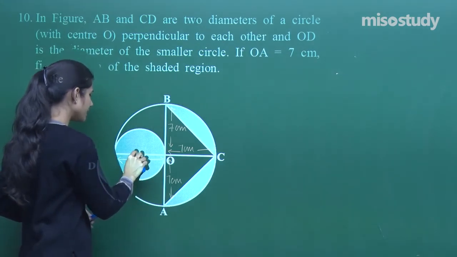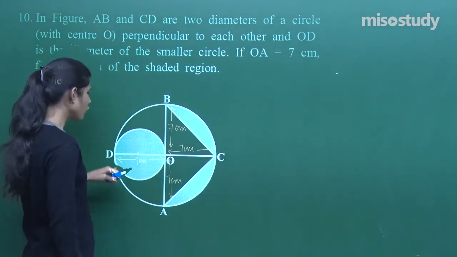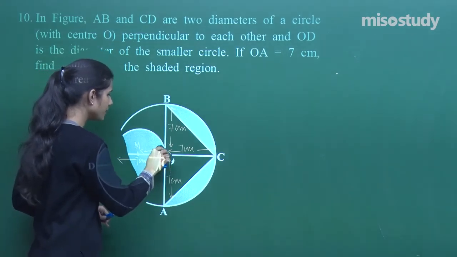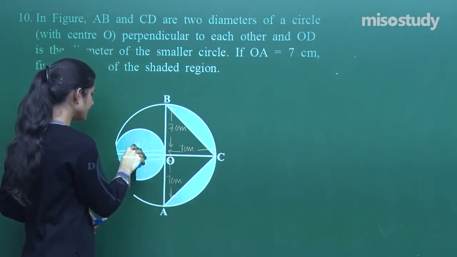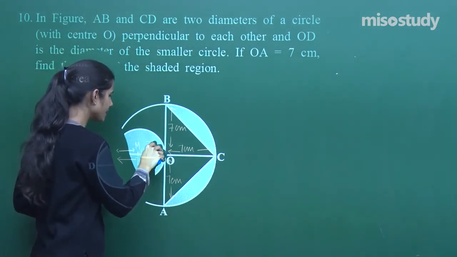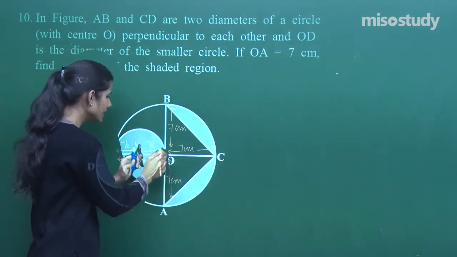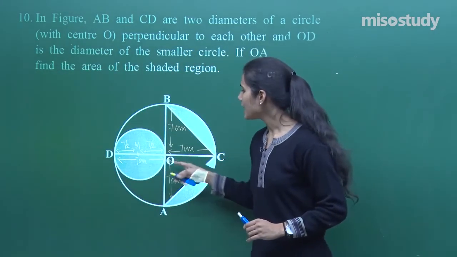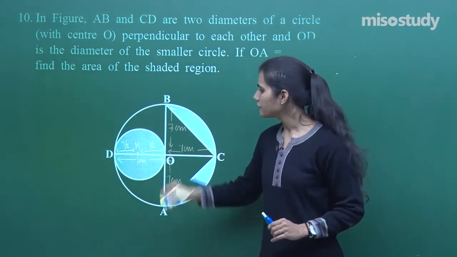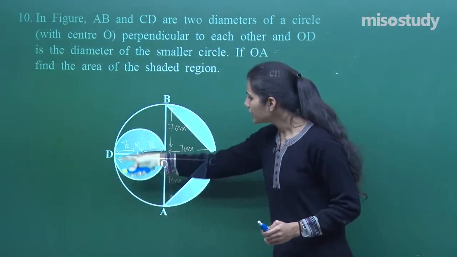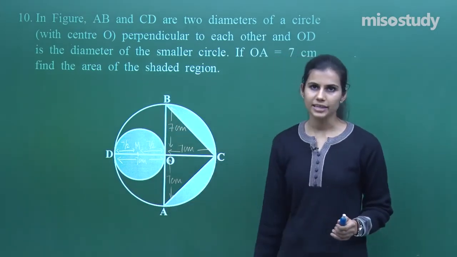What will then be, if I say this is the midpoint of OD, say this is M, what will be OM and DM? If this is 7 and M is the midpoint, this is 7 by 2 and this is also 7 by 2. 7 by 2 is the radius of the smaller circle. If 7 is the diameter of the smaller circle, its half is the radius of the smaller circle. So the radius of the larger circle is 7, radius of the smaller circle is 7 by 2.